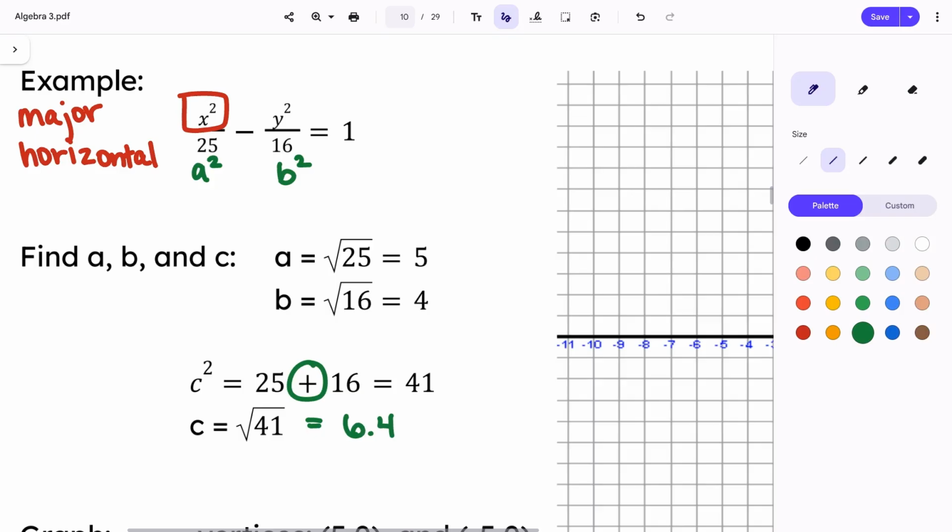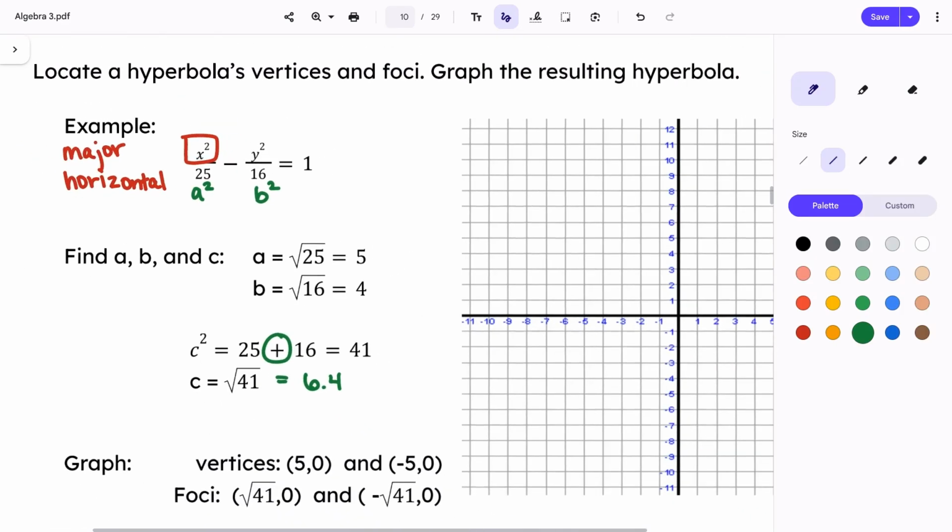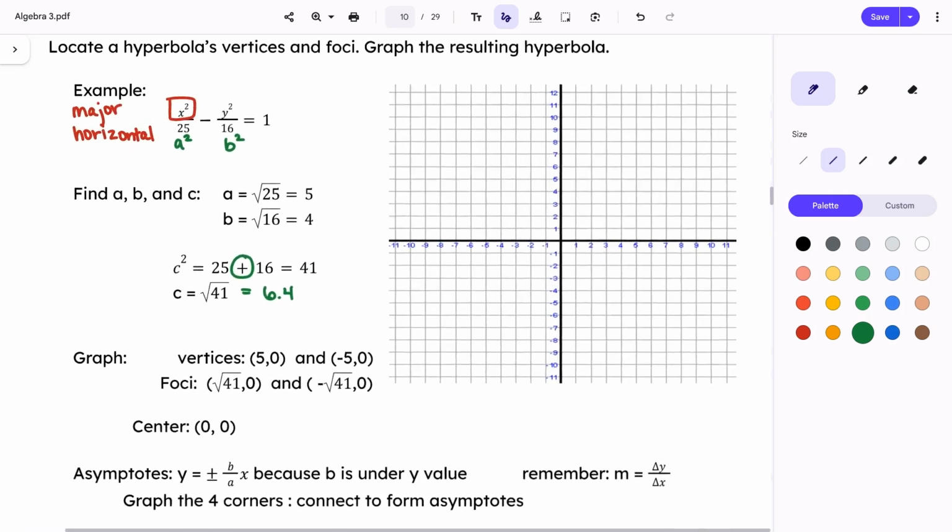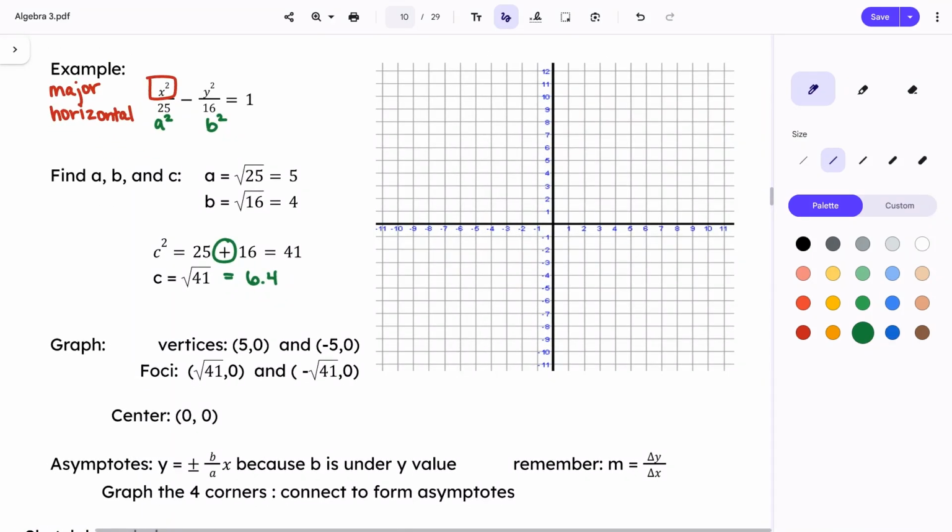So I'm just going to graph these points right now, and then we'll talk about some of those other things. So they're telling me to do this. My vertices are at (5, 0) and (-5, 0). So I'm going to go left 5 and right 5. Those are my vertices. And if you need to, you can put a little V by those just to keep track of what you've done.